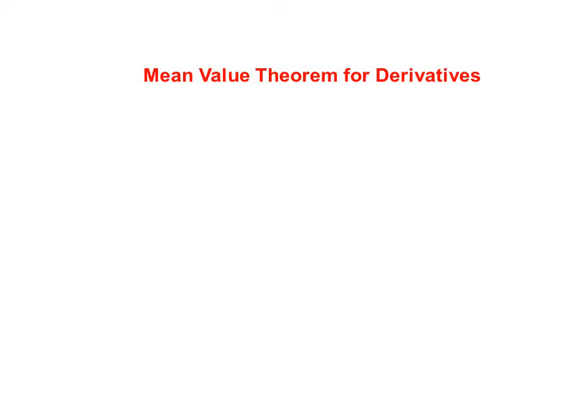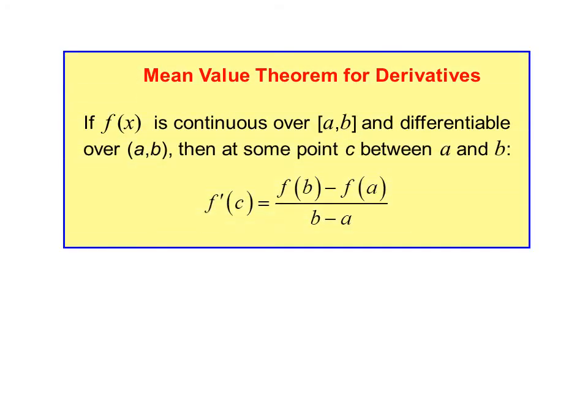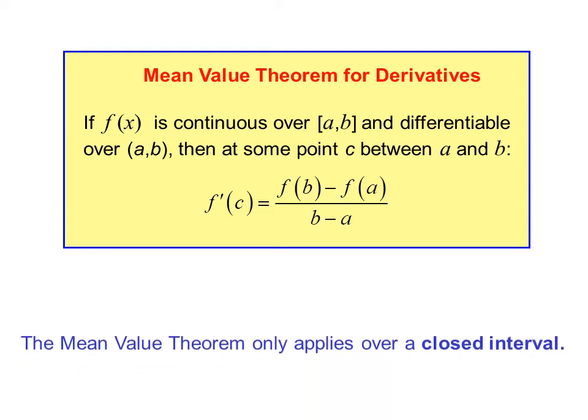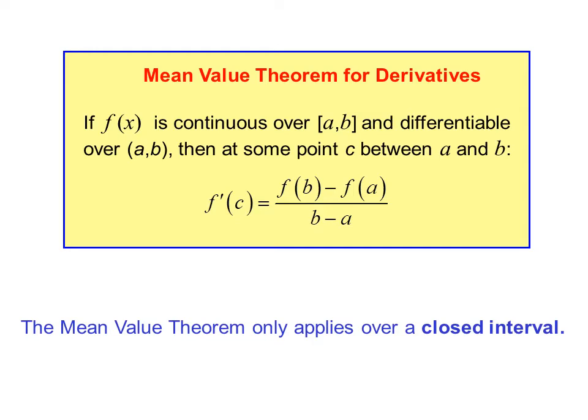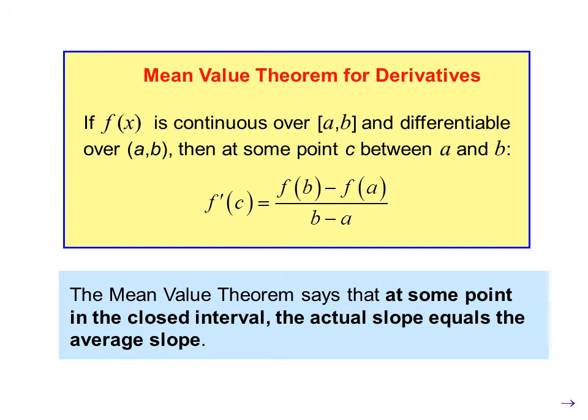The mean value theorem for derivatives. If f of x is continuous over closed interval [a, b] and differentiable over interval (a, b), then at some point c between a and b, f prime of c equals f of b minus f of a over b minus a. The mean value theorem only applies over a closed interval. The mean value theorem says that at some point in the closed interval, the actual slope equals the average slope.